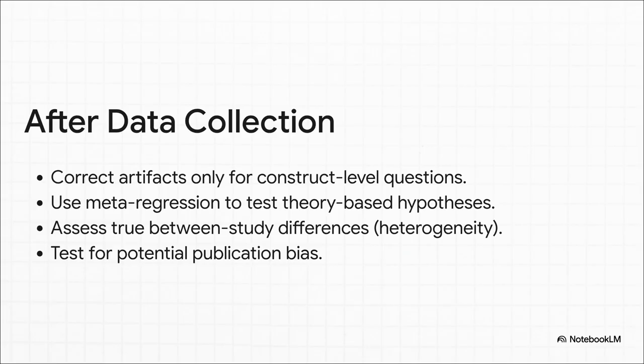Once you've got all your studies, the big decisions just keep on coming. Are you going to correct for that statistical noise we talked about? And, maybe most importantly, you have to actively hunt for potential biases in the literature. And the biggest one of all is something called publication bias.